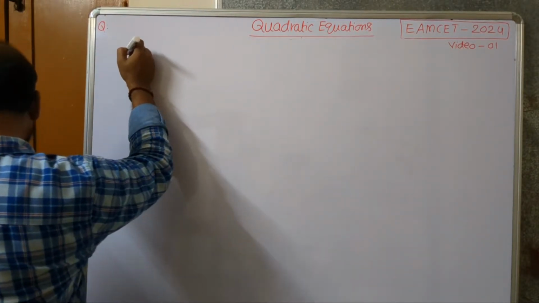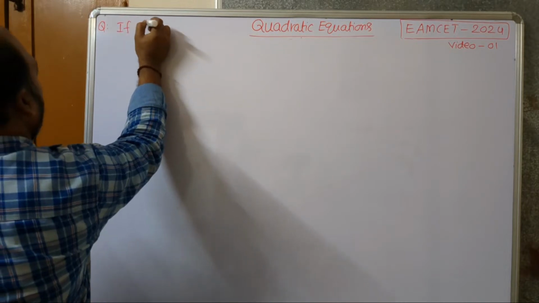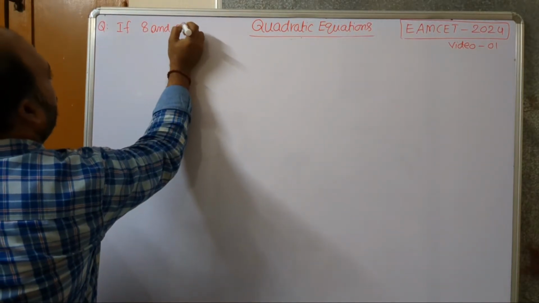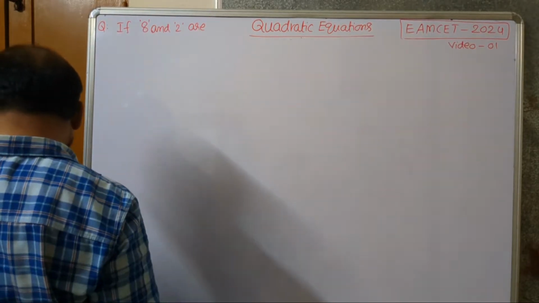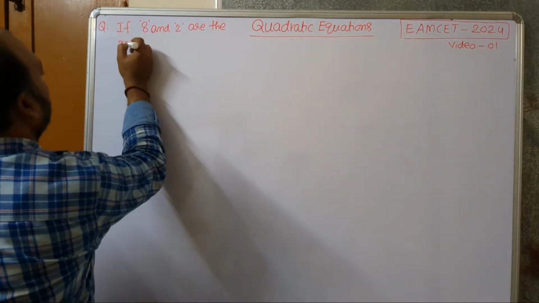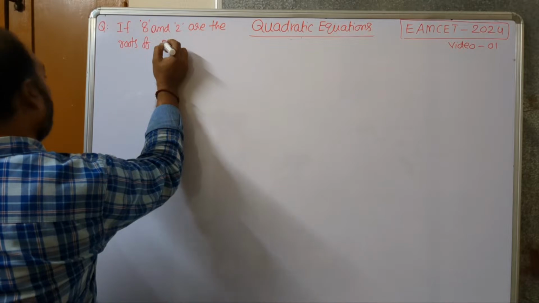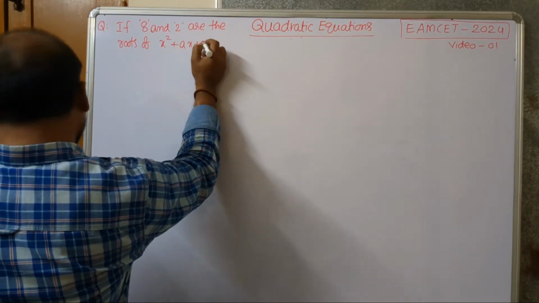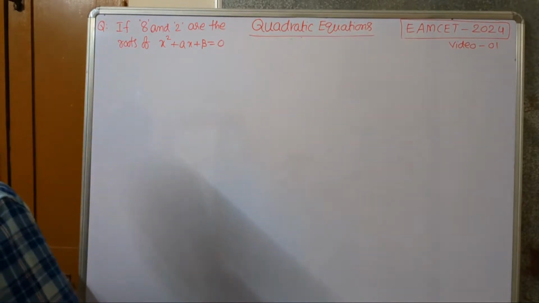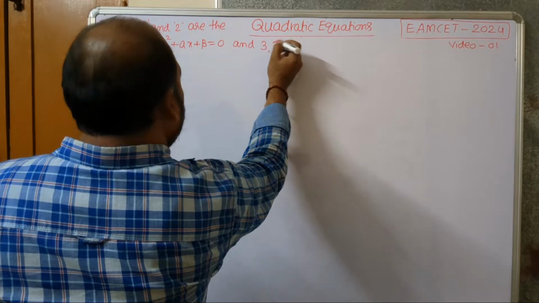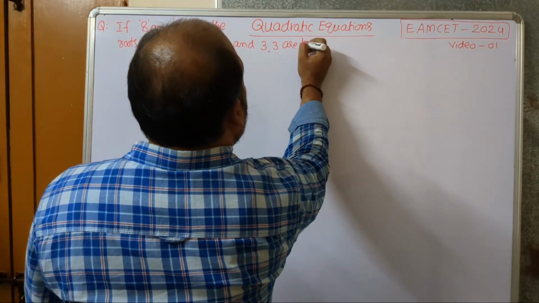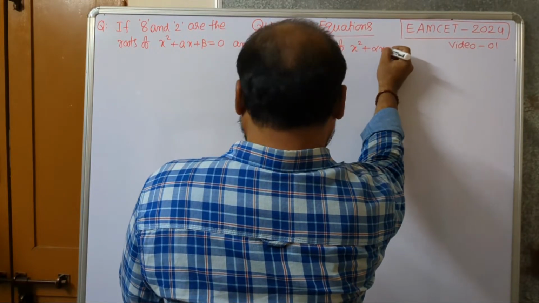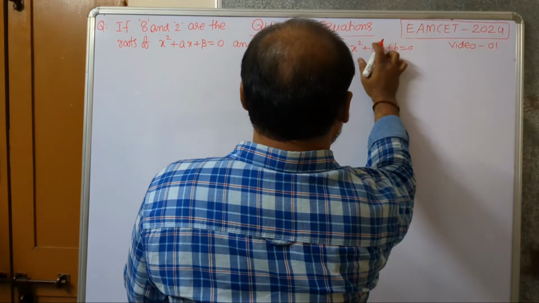The next question: if 8 and 2 are the roots of x square plus alpha x plus beta equal to 0, and 3, 3 are the roots of x square plus alpha x plus b equal to 0, even here also here.